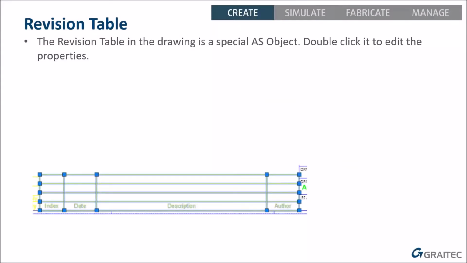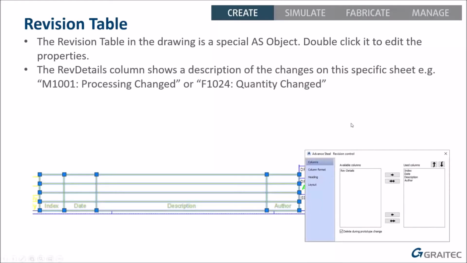Another area in the prototype, not the title block, is the revision table. The revision table on your drawing is a special advanced steel object. And like any advanced steel object, you can double click it to edit it. You can see in the dialog box you have 5 possible columns, of which we're only using 4 on the original UK prototypes.